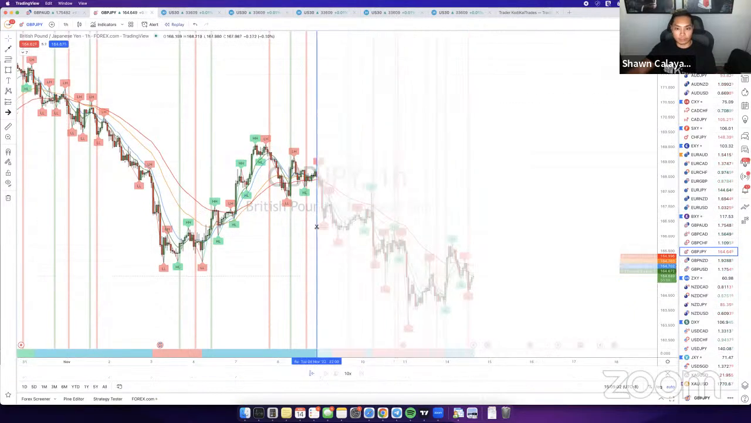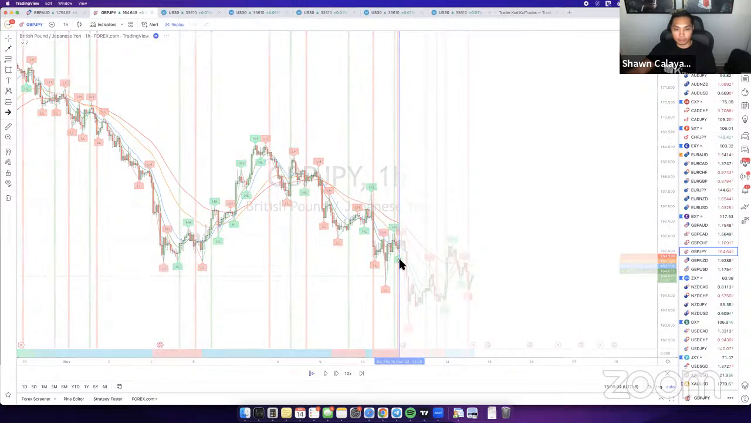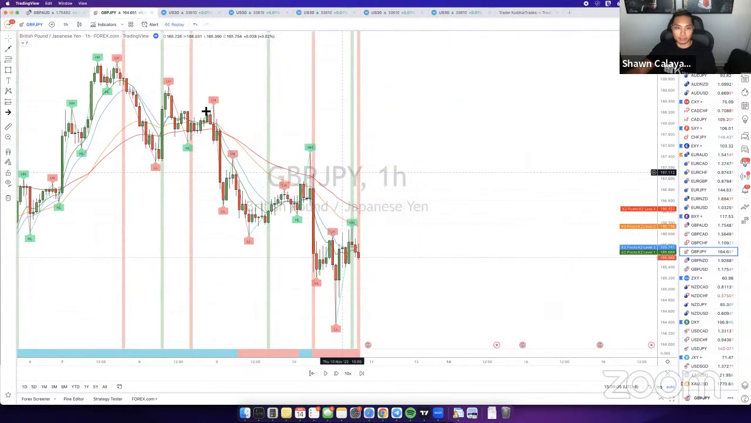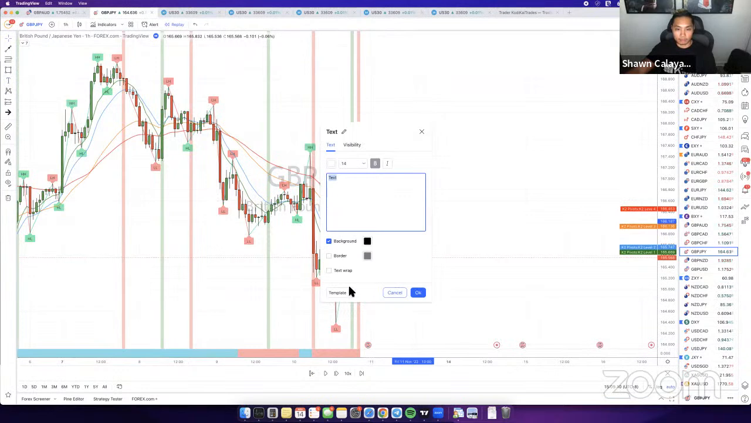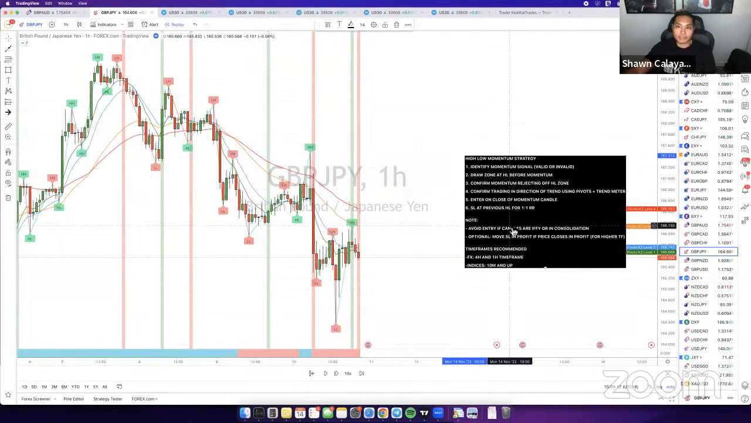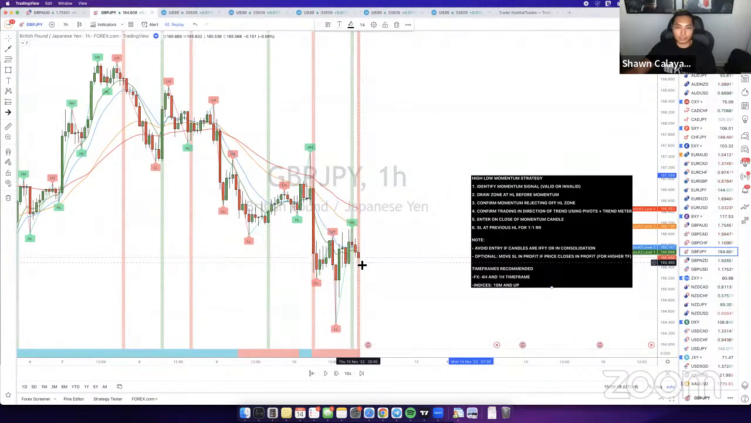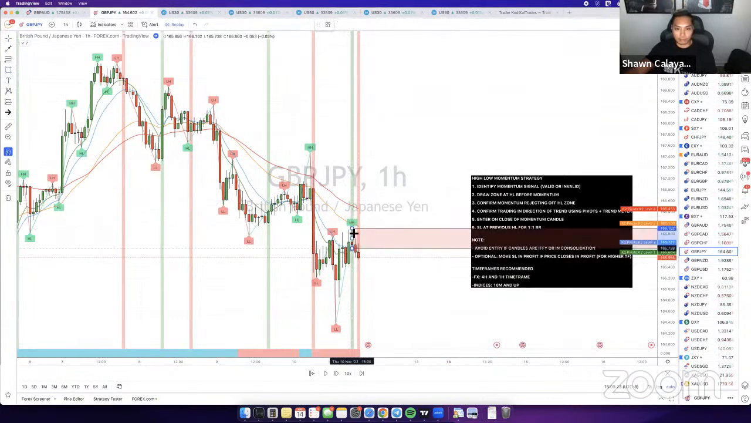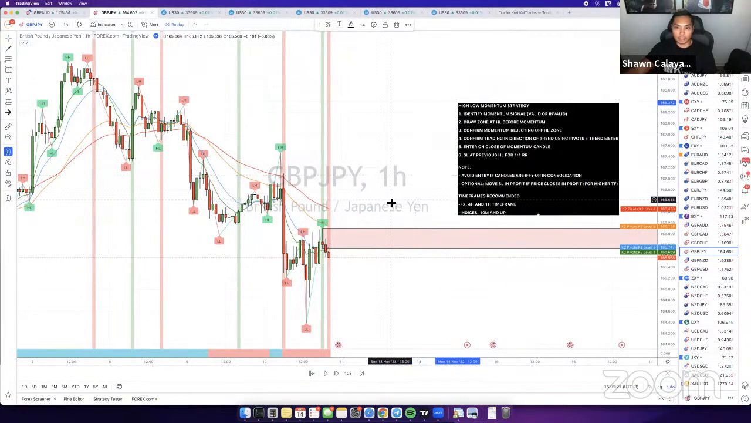All right, so here's one right here. I'm just gonna go, it's the closest one. Same thing, right? Same exact criteria, same requirements. Nothing really changes, just a different time frame. Not the scalp, the regular. So identify momentum signal. We have a sell signal right here. Draw a zone at the previous high low. There's a high right there. Confirm the momentum rejecting off the high low. Momentum right here is pushing away from it.